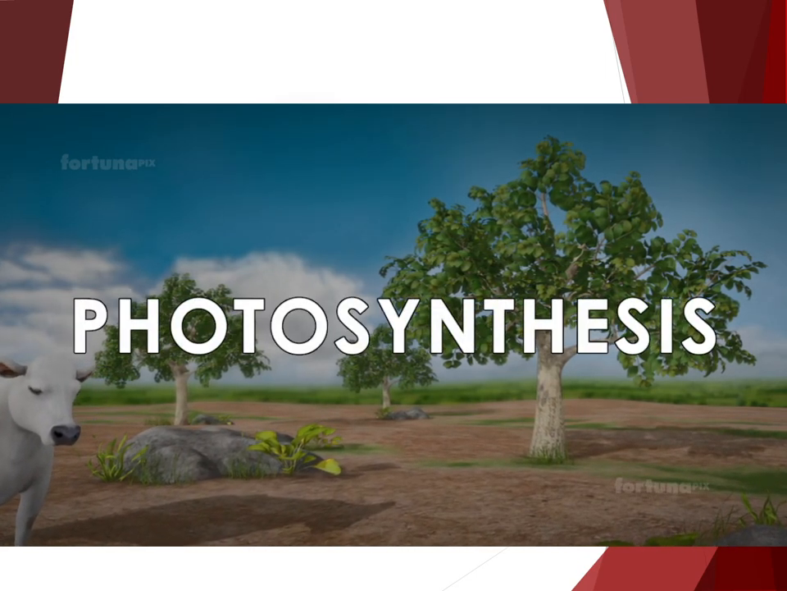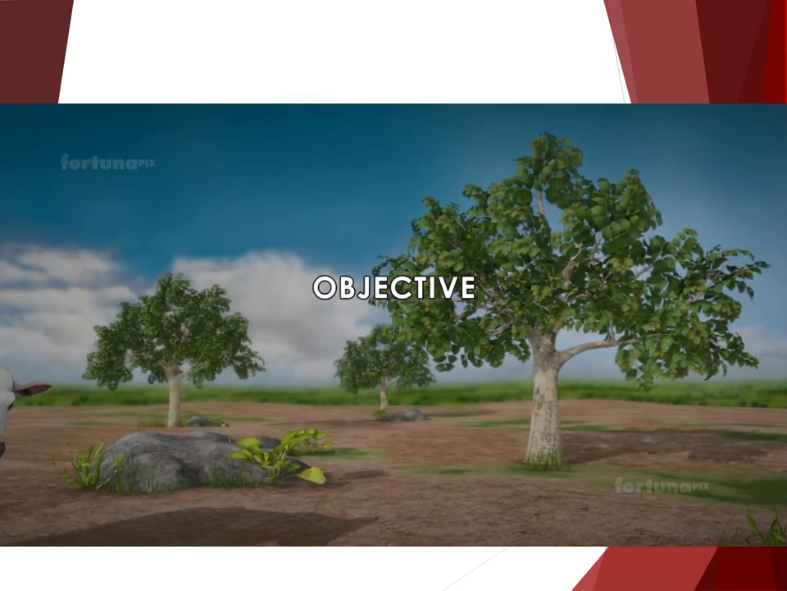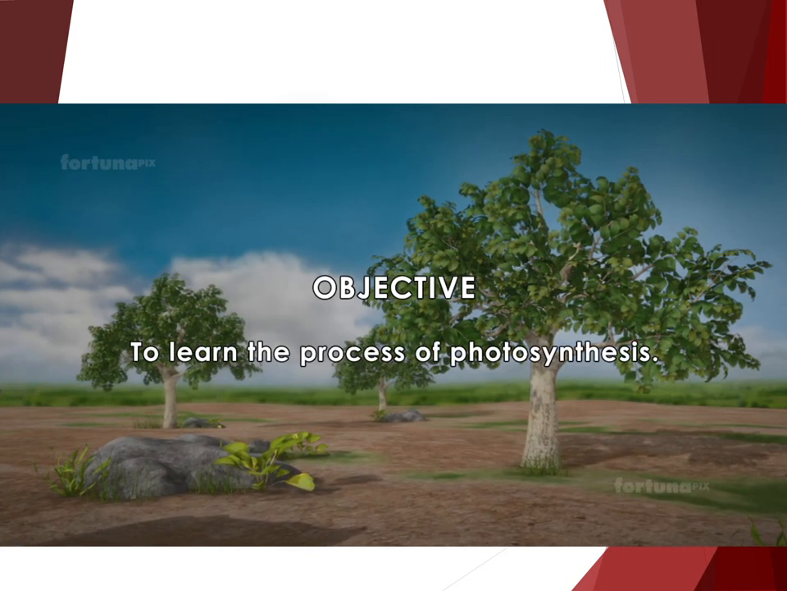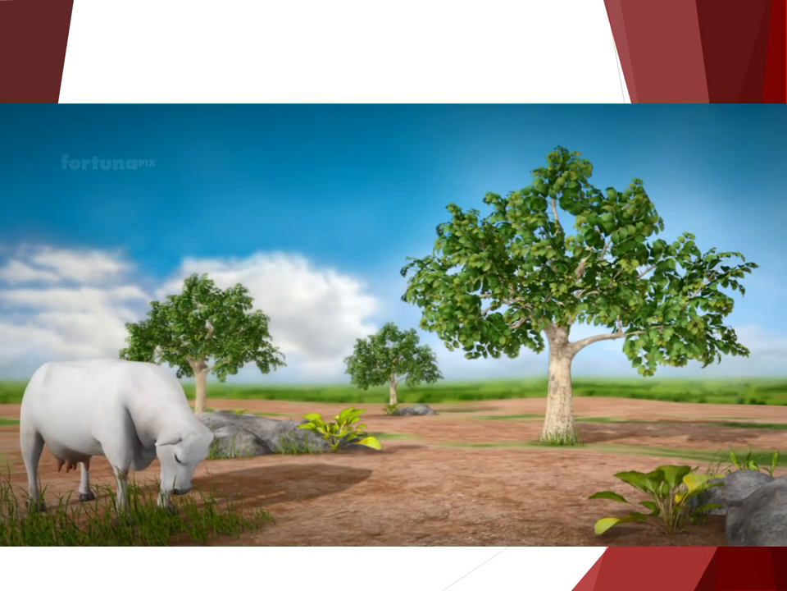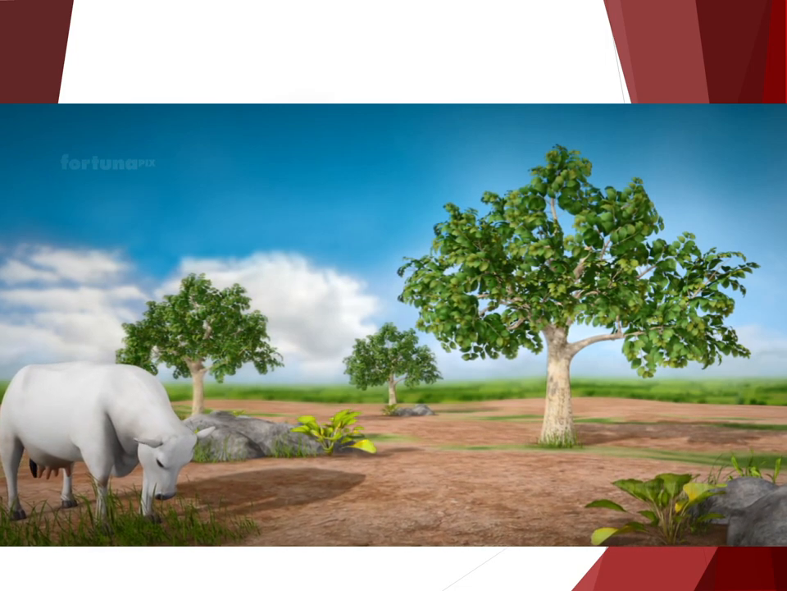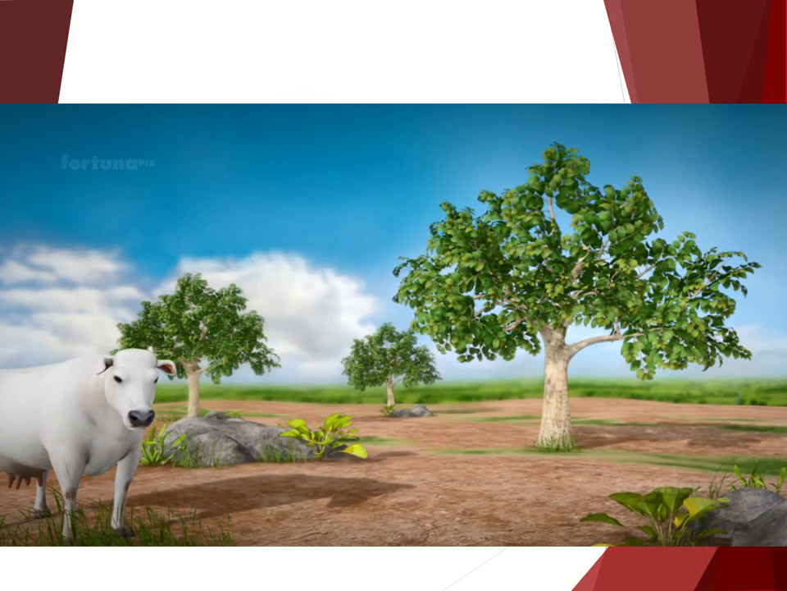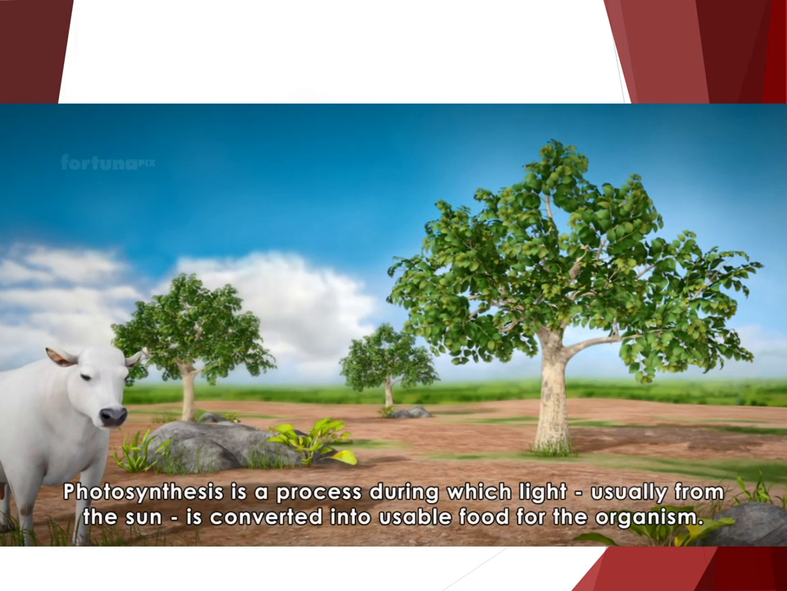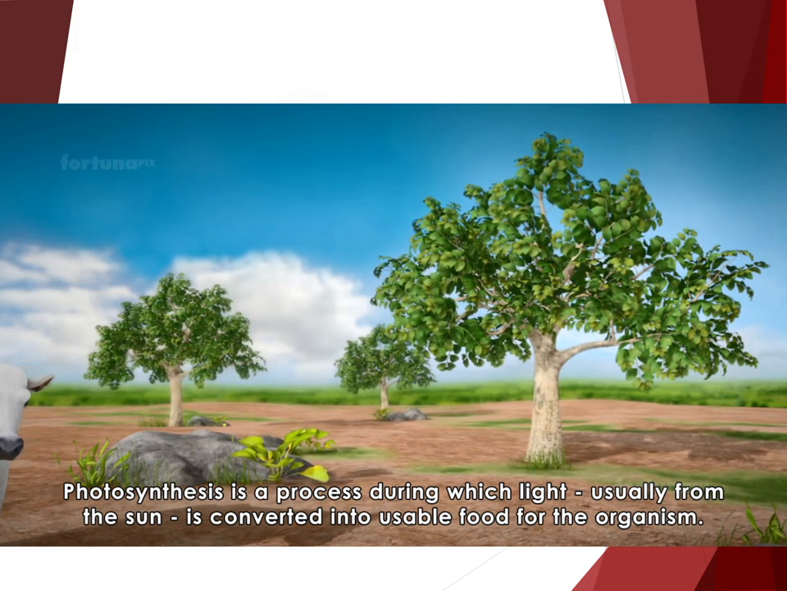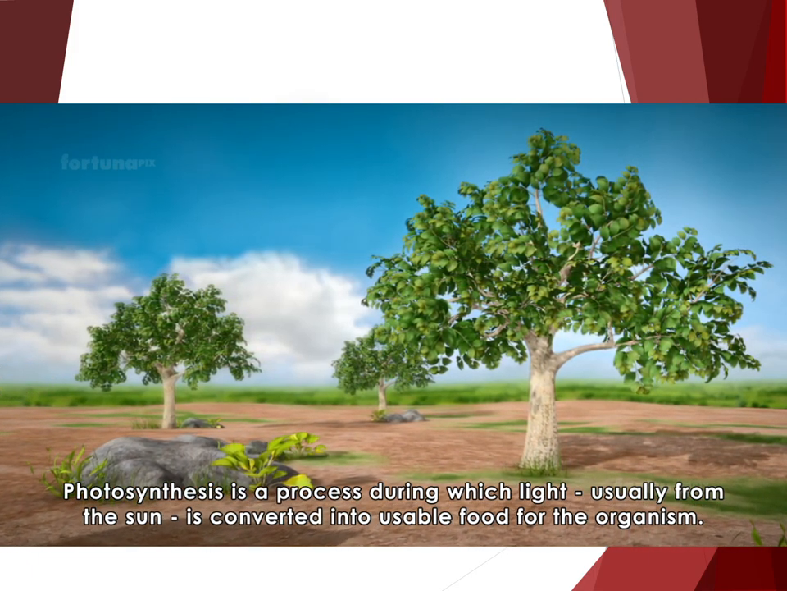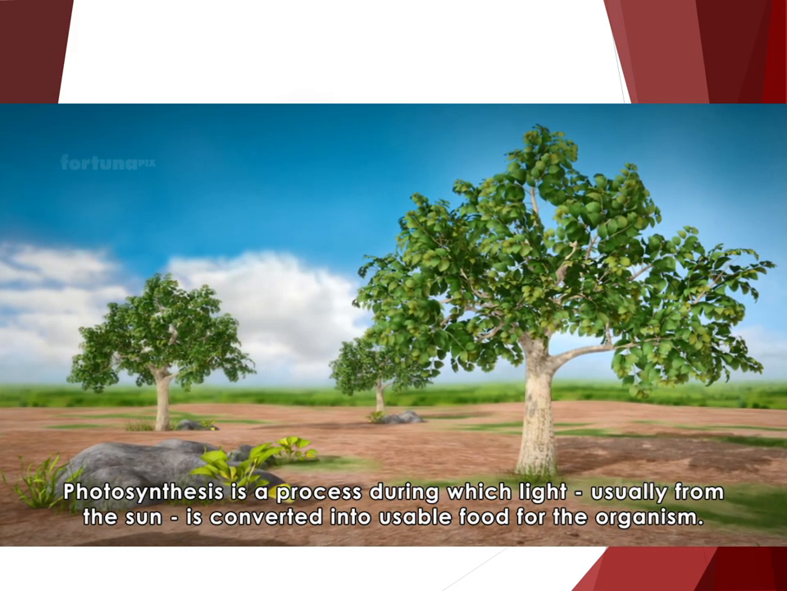Photosynthesis. Objective: to learn the process of photosynthesis. In order to live, all organisms require food sources that provide them with energy. Photosynthesis is a process during which light, usually from the sun, is converted into usable food for the organism.